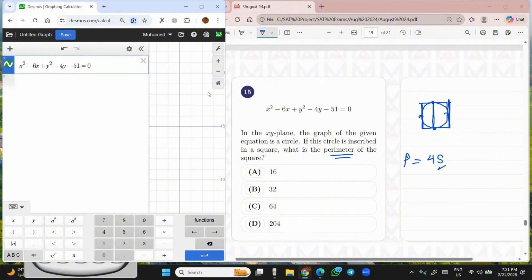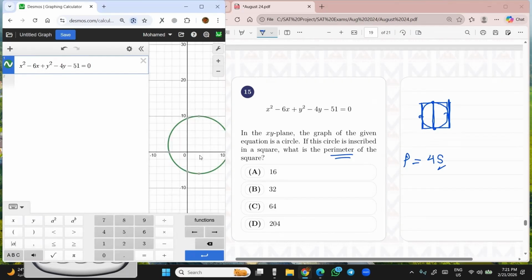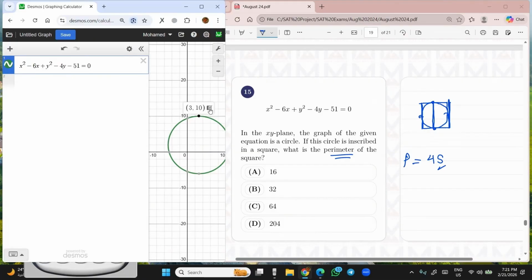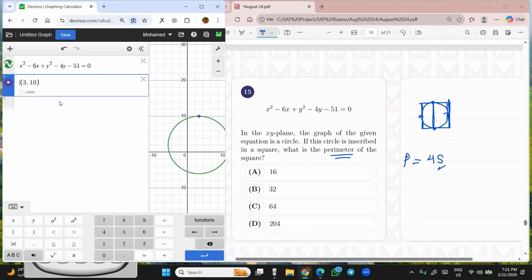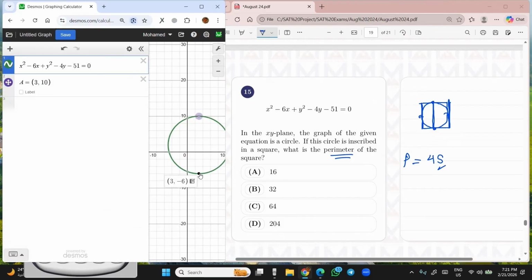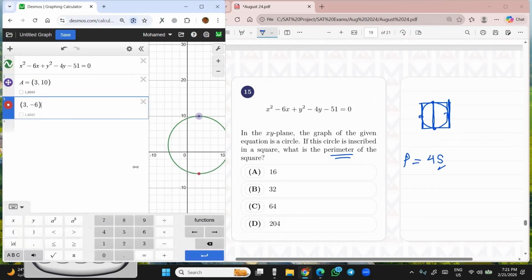X squared minus 6x plus y squared minus 4y minus 51 is equal to 0. And then we have this circle right here. You can just look at this point, which is 3 and 10. If you click on this, you can get it here. Let's name it A. And this point down here is 3 and -6. Just click on this and name it B. So we have A and B.